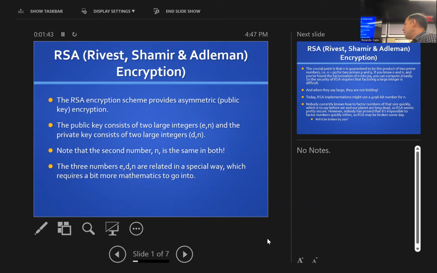The three numbers E, D, and N are related in a special mathematical way, which requires a bit more mathematics to go into, and we'll go into this. And it's actually not like, it's algebra. It's almost very simple in a way. So you guys will see that there aren't really that many complications. Obviously, what we're looking at is the algorithm itself, okay?